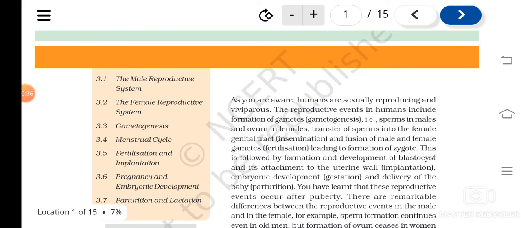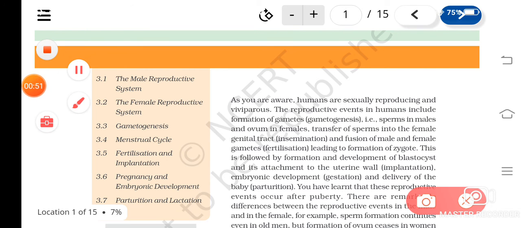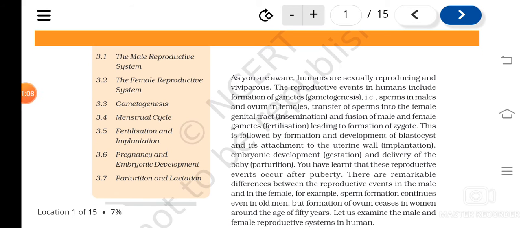So the major events in human reproduction include formation of gametes, isn't it? The first event is formation of gametes, also known as gametogenesis. What are the gametes of males and females? In males the gametes are sperms, and in females it's ovum. How male and female gametes are produced is known as gametogenesis. Genesis means formation, isn't it?